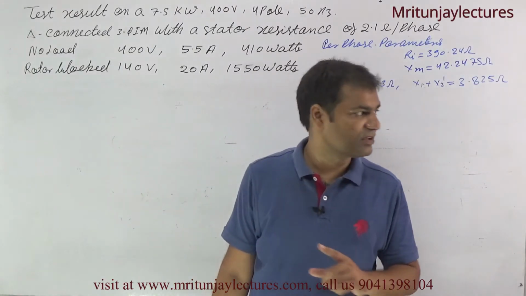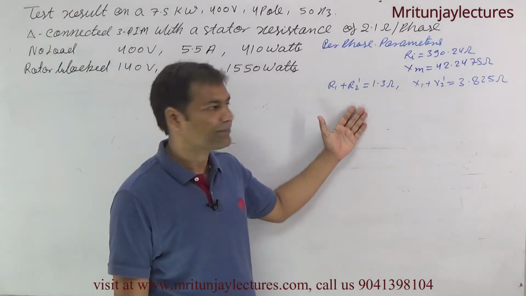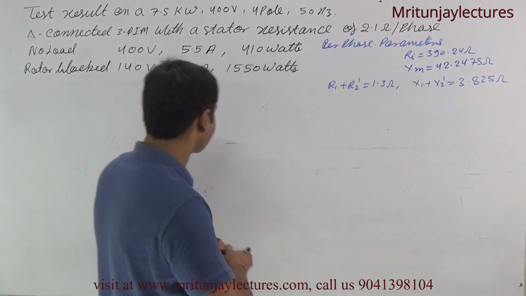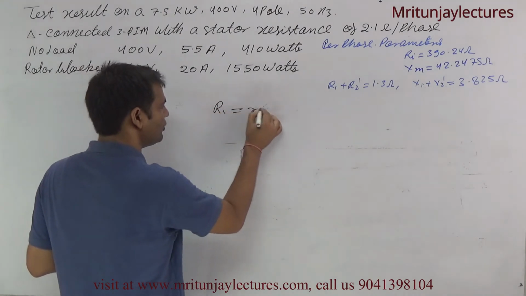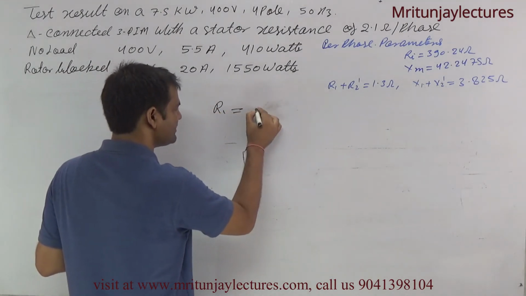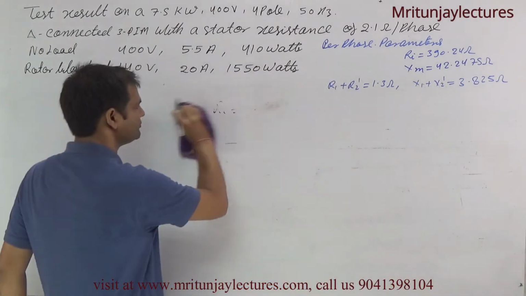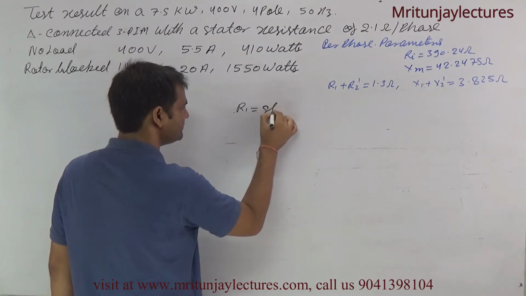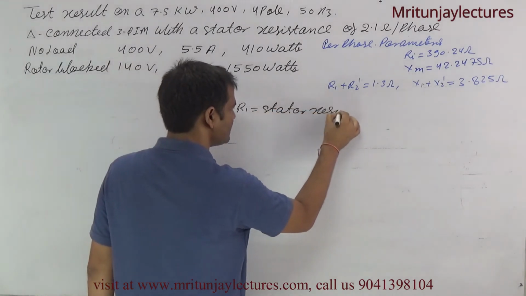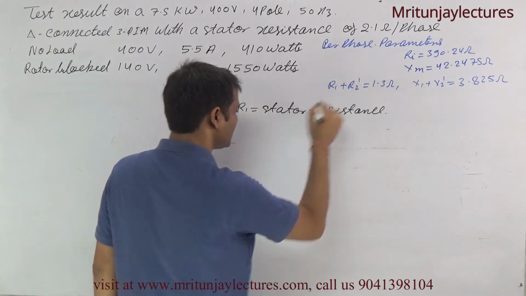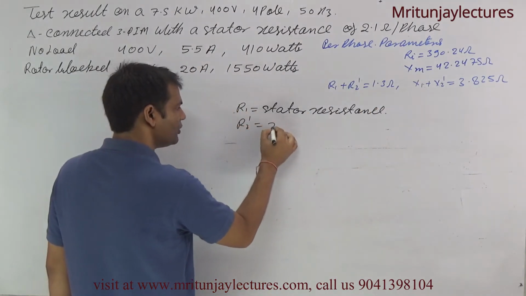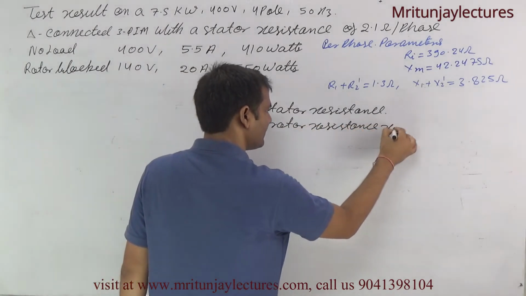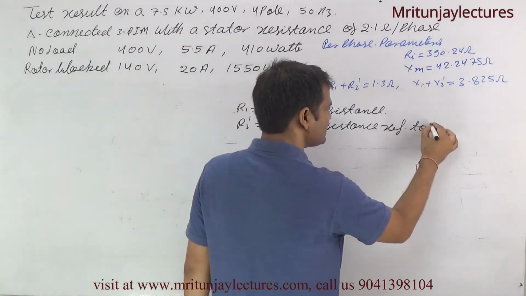Now it is clear, the parameters of the induction machine, R1 and R2. R1 is the stator resistance, of course per phase, and R2 is the rotor resistance referred to the stator side. Clear?